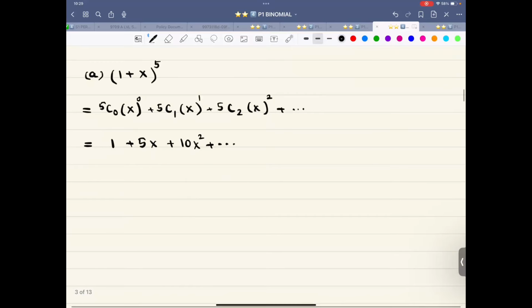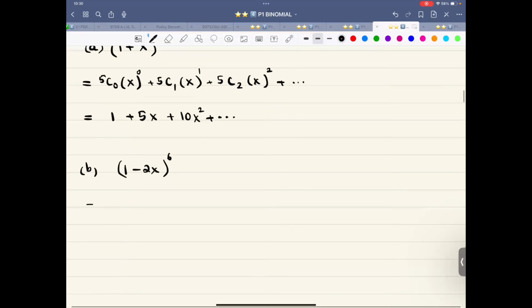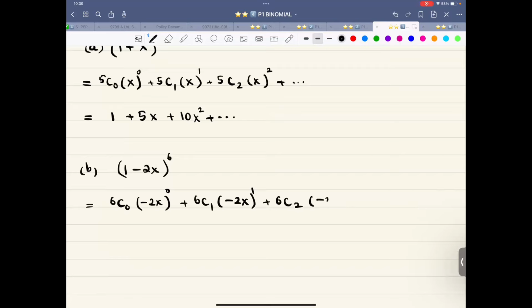1 minus 2x raised to power of 6. That is 6c0, negative 2x raised to power of 0. And then it's 6c1, negative 2x raised to power of 1. This is 6c2. This is negative 2x raised to power of 2, and so on.